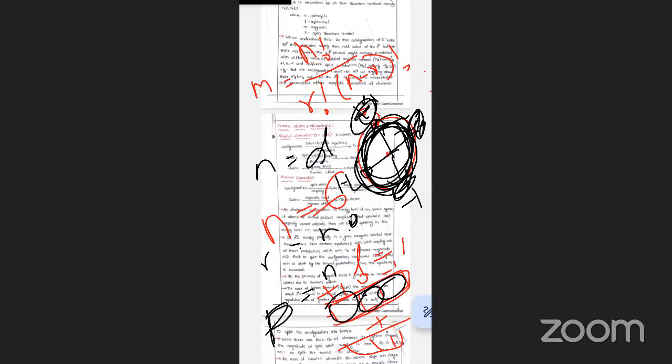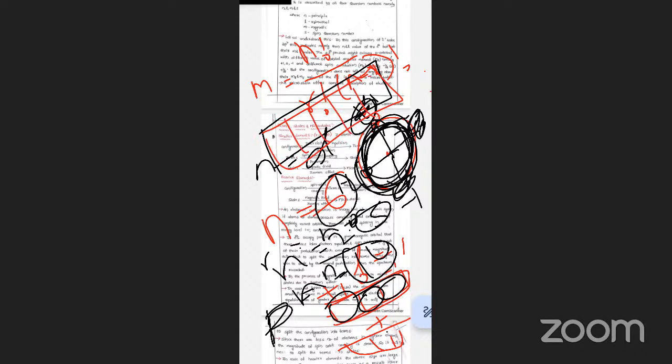That means n is equal to 6 for p orbital, n is equal to 2 for s orbital, n is equal to 10 for d orbital. Why? The d orbital contains 5 suborbitals. How many suborbitals does the d orbital contain? 5 suborbitals. That means the electron finding capacity.